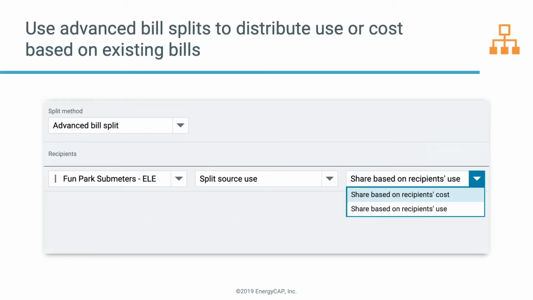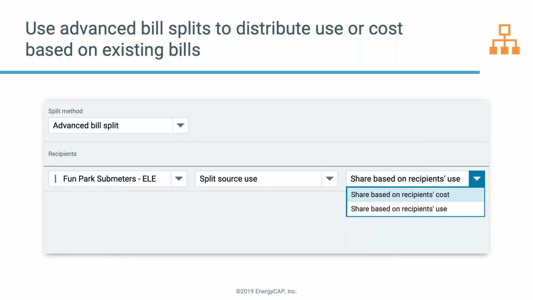The third option for bill splits is our advanced option. With this option, you define a set of meters, defined as a meter group, that will receive some share of the original bill. And you can decide whether to split up the original bill's use or cost or both. And you can decide how the recipients should be weighted.